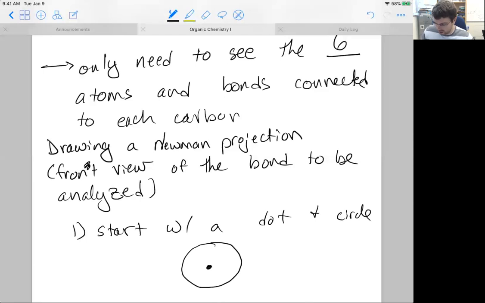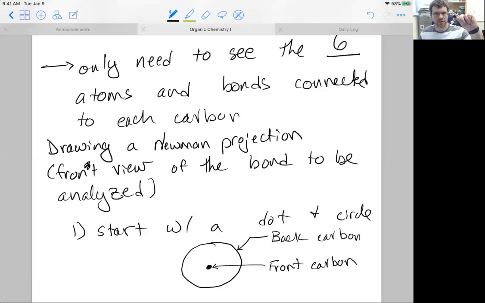What they actually mean are these are carbon atoms. This dot is my front carbon, and the circle is my back carbon. Wait, what? If I have the front depiction of my actual model, I don't see a dot and a circle. I see a black ball out in front that's overlapping the black ball that's in the back. That's what we're trying to depict. We're just showing that there's a front carbon atom and a back carbon atom that are undergoing free rotation. And these could be any elements, but for us in this class, they'll only be carbon atoms.